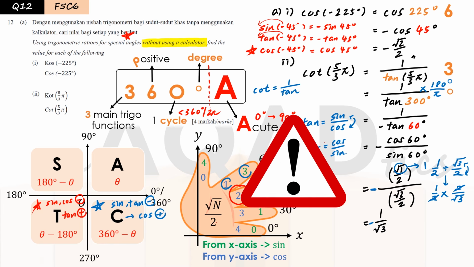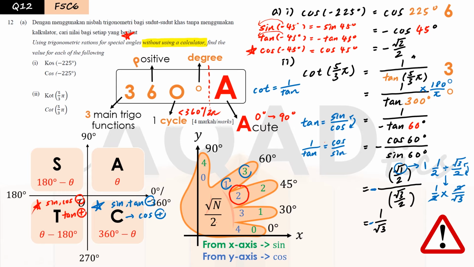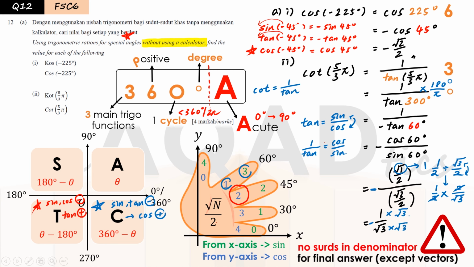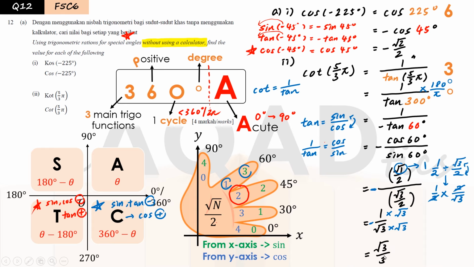But for our final answer, it cannot have a square root at the denominator. So what we are going to do is multiply by its same value, which is square root 3. We know that for square roots, if we multiply itself, the square root will disappear. So the denominator will be 3, and the numerator, which is 1 times square root 3, will be square root 3. And don't forget the negative. So our final answer would be negative square root 3 over 3.